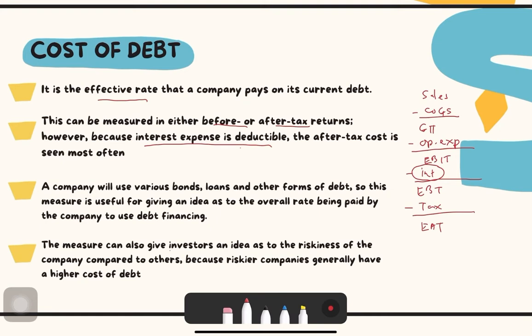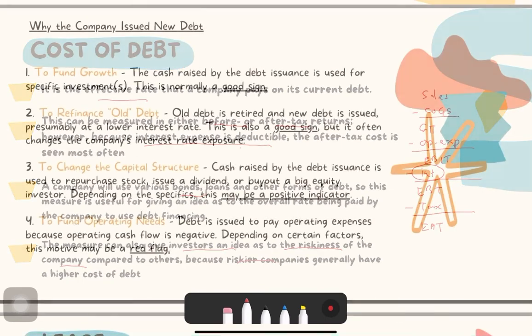Okay, so a company will use various bonds, loans and other forms of debt. So this measure is useful for giving an idea of the overall rates being paid by the company for using debt financing. And the measure can also give investors an idea of the riskiness of the company compared to others, because riskier companies generally have a higher cost of debt.